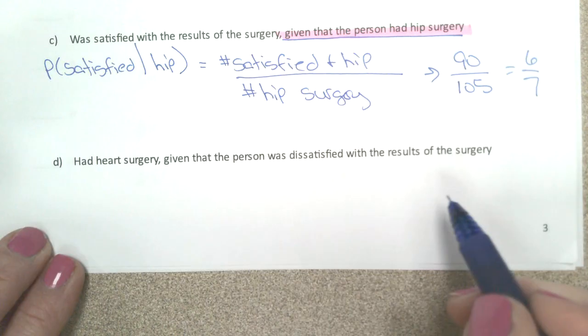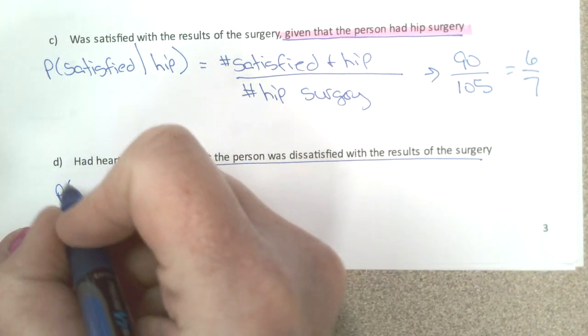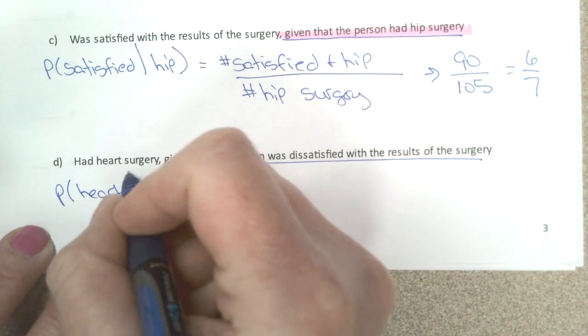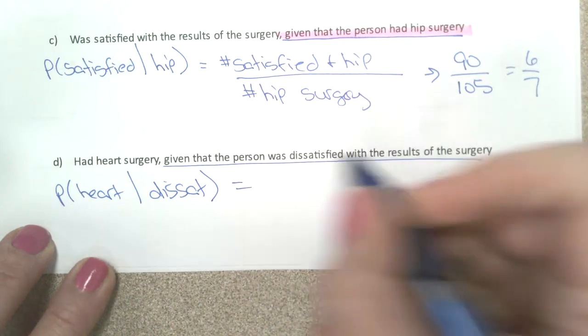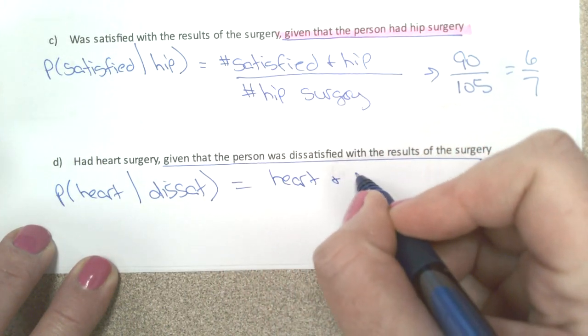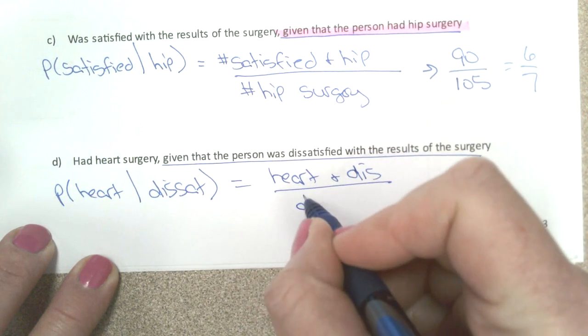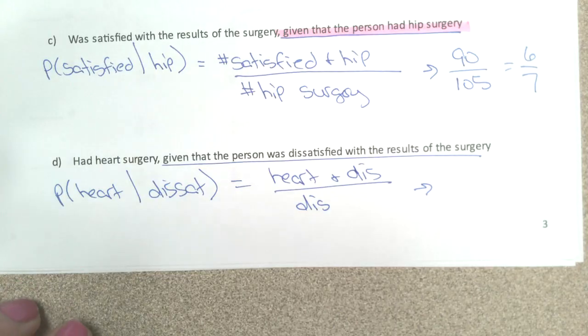They had heart surgery given they were dissatisfied. The probability that they had heart surgery given that they're dissatisfied. So the numerator is the intersection of heart and dissatisfied, and the denominator is the number of people that are dissatisfied.